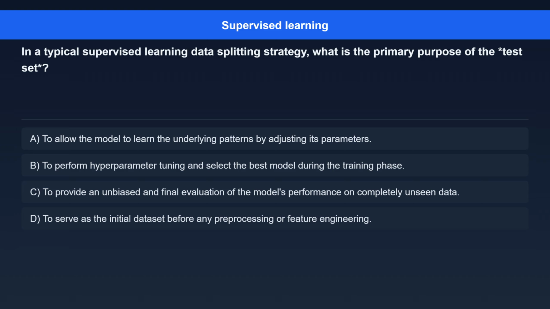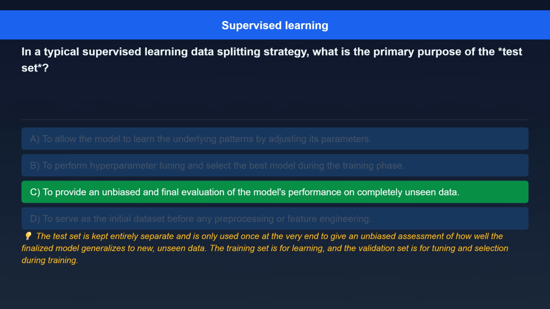Option A. To allow the model to learn the underlying patterns by adjusting its parameters. Option B. To perform hyperparameter tuning and select the best model during the training phase. Option C. To provide an unbiased and final evaluation of the model's performance on completely unseen data. Option D. To serve as the initial dataset before any preprocessing or feature engineering.